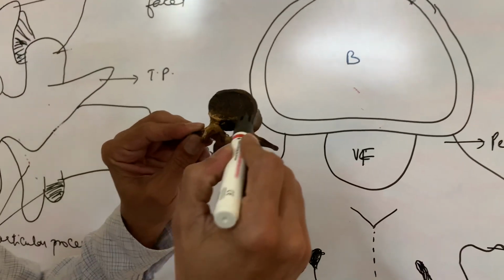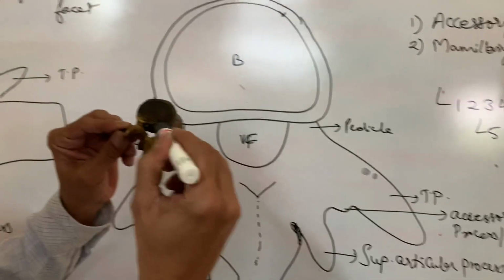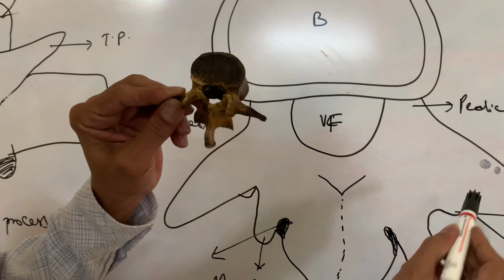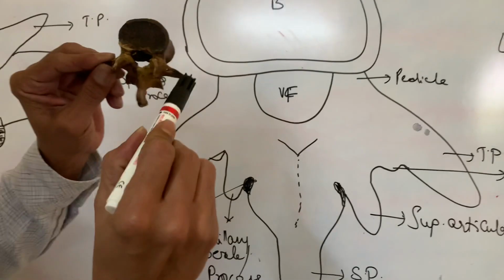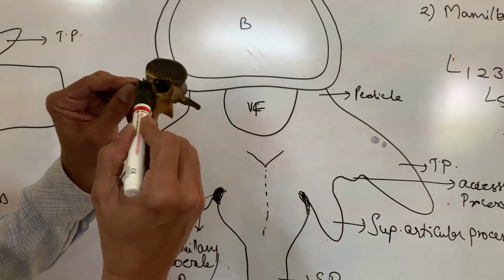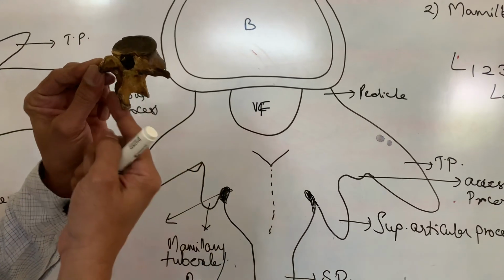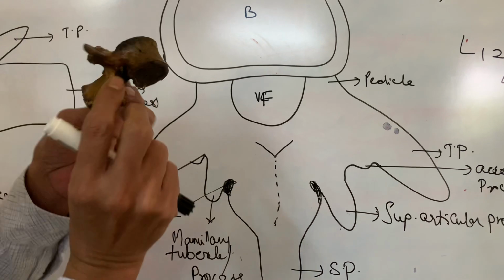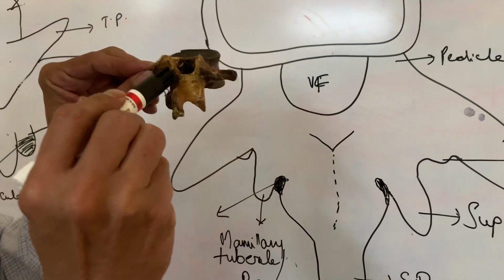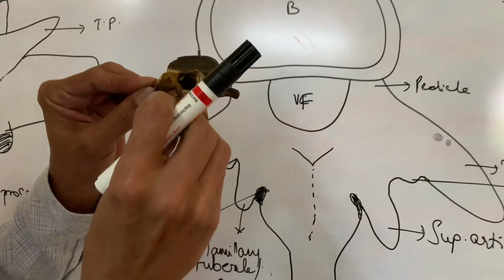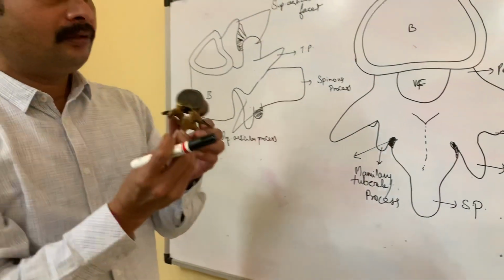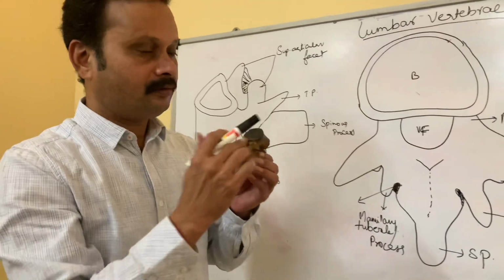And if you see here, this is the pedicle, and this is the transverse process. This is the superior articular facet, and these two are the inferior articular facets, which are convex and directed forwards. This portion is the lamina, and this is the spinous process. So these are the basic parts of a vertebra. We'll try to describe them one by one.